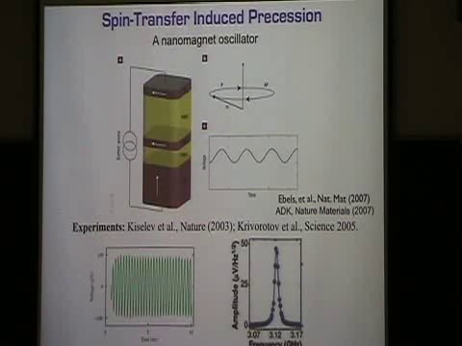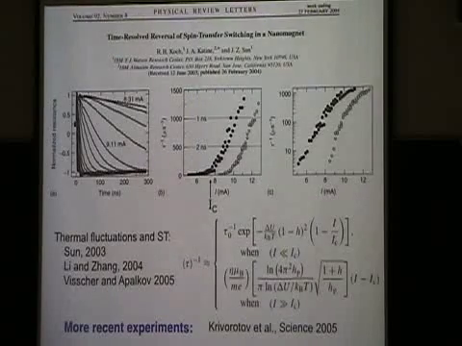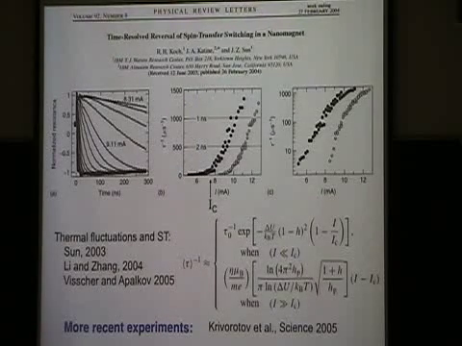So this shows you the kind of signal you can get. This is the actual signal in time, an oscillating signal. This is the Fourier transform of the signal.